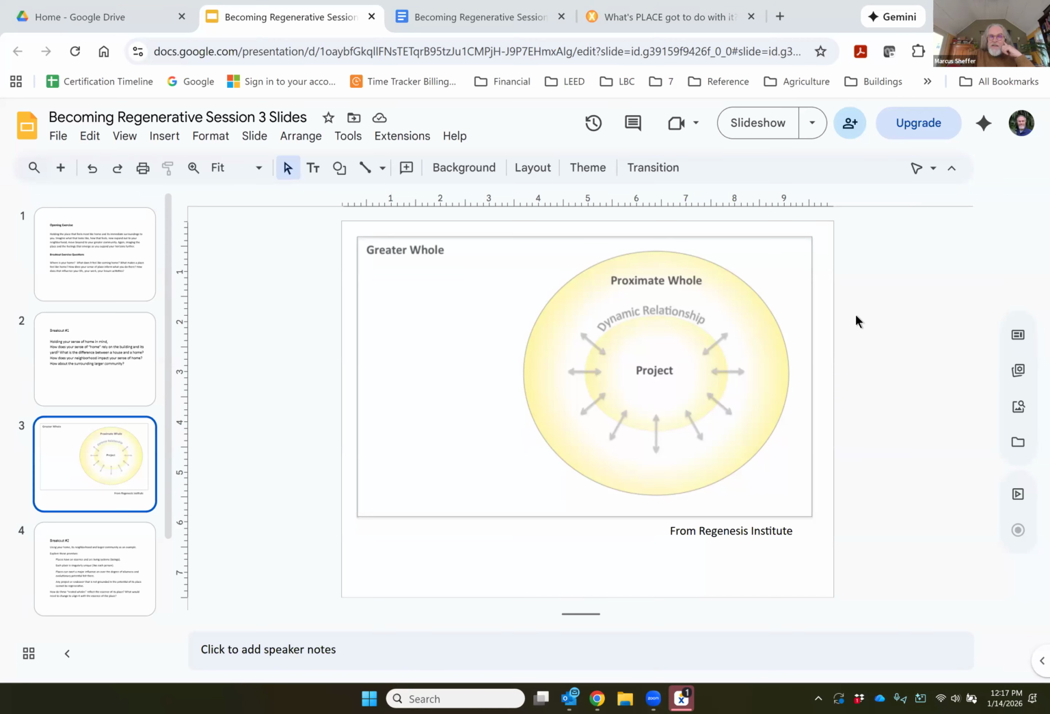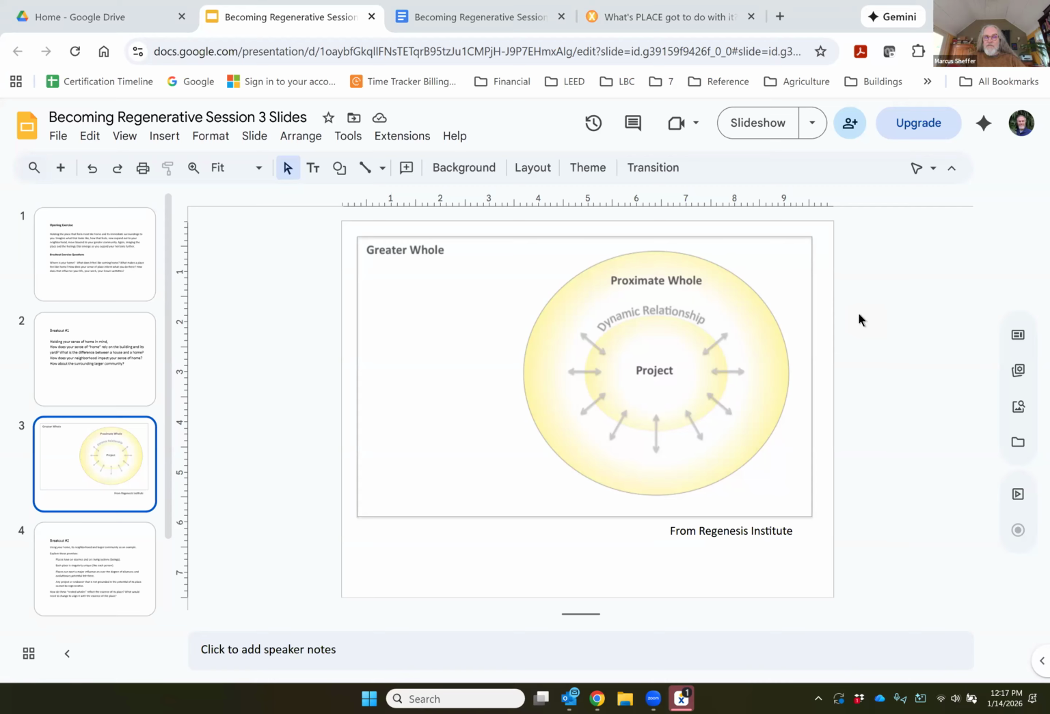And basically, the premise behind this particular version of the framework is the project, or in this case, your home, is not exclusively its own thing in and of itself, right? It exists in dynamic relationship with its surroundings, and those surroundings are nested within an even larger set of relationships.